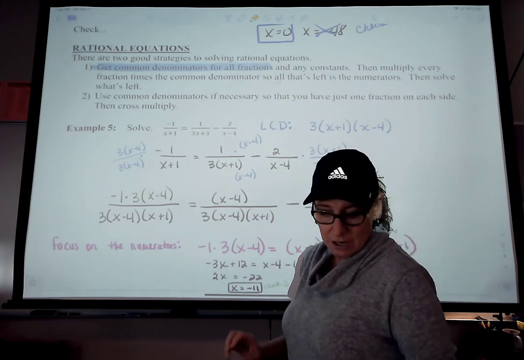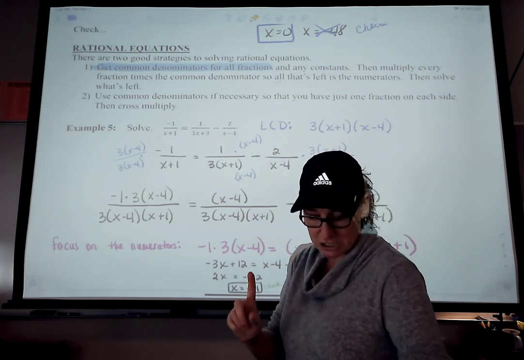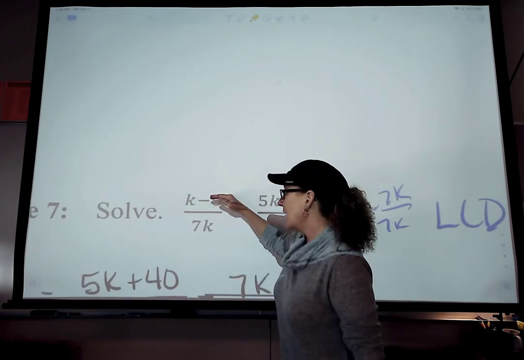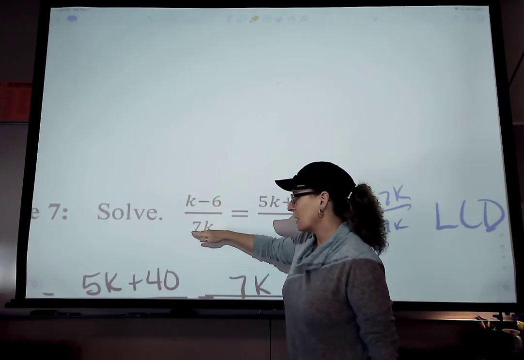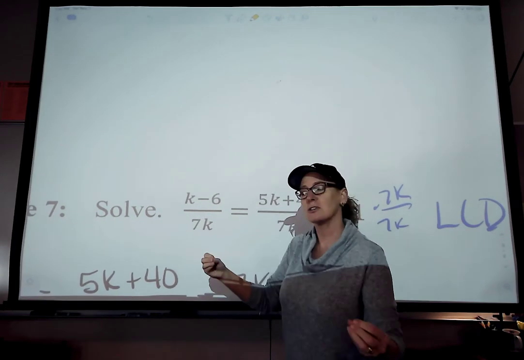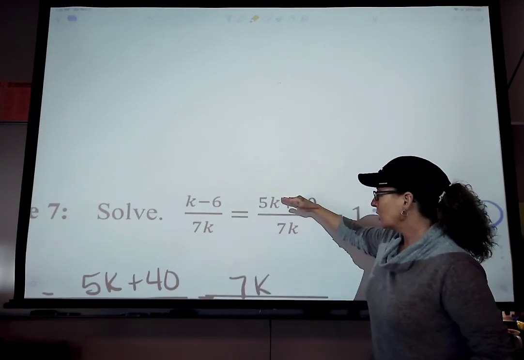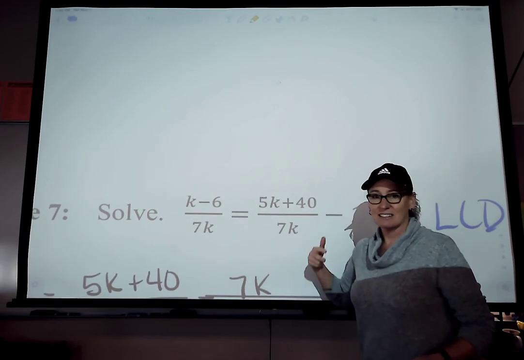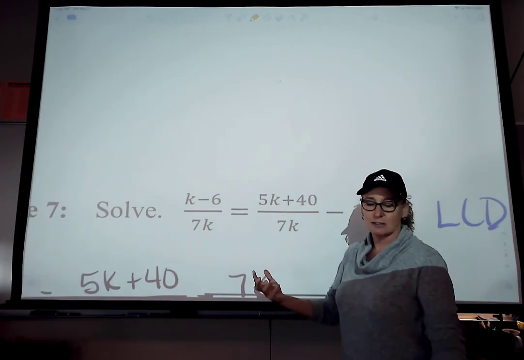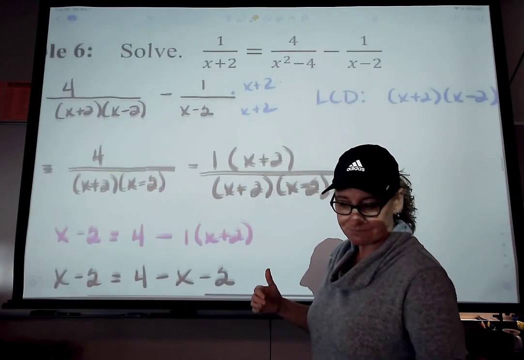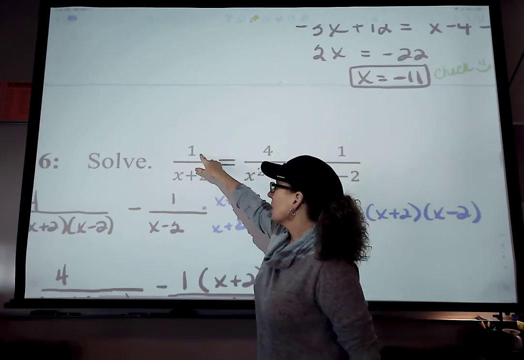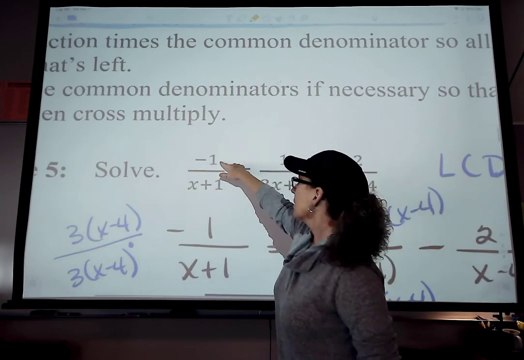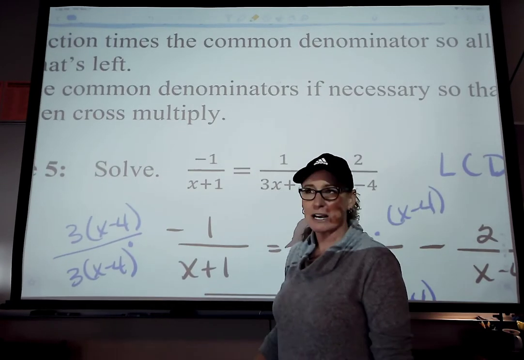A rational expression is simply a polynomial over a polynomial. That's what a rational expression is. Polynomial, polynomial. So in this equation, it has at least one rational expression, a poly over a poly. Poly over a poly. Poly over a poly. That's all it is, rational equation.